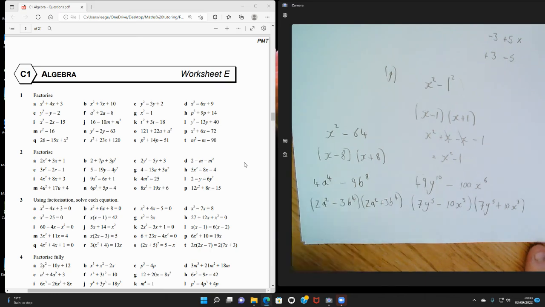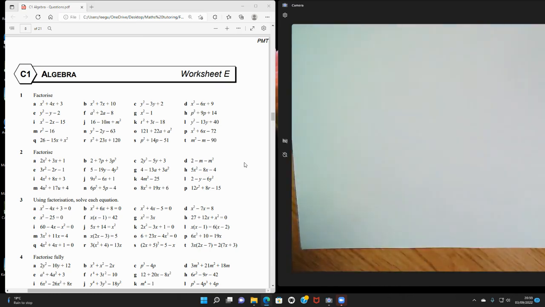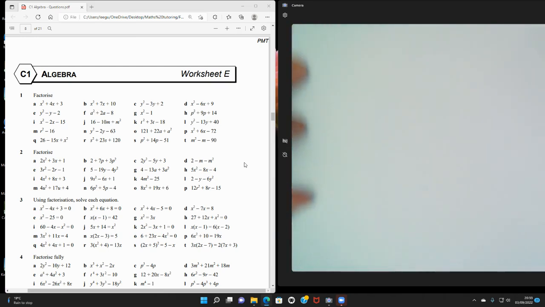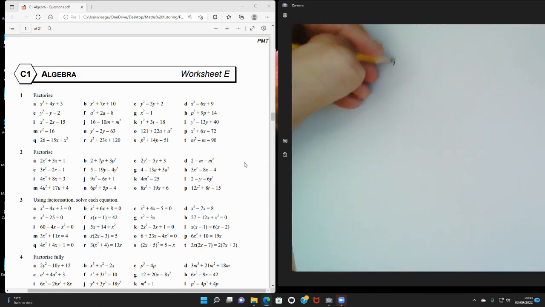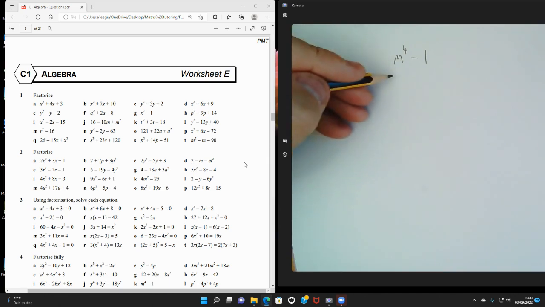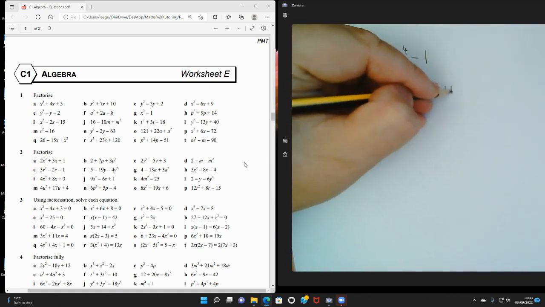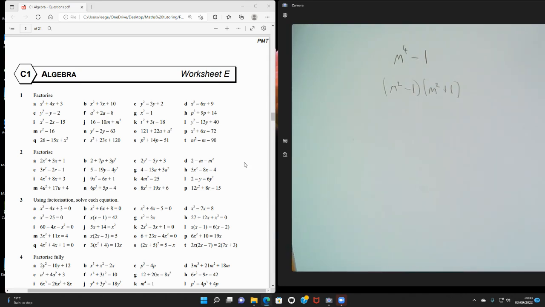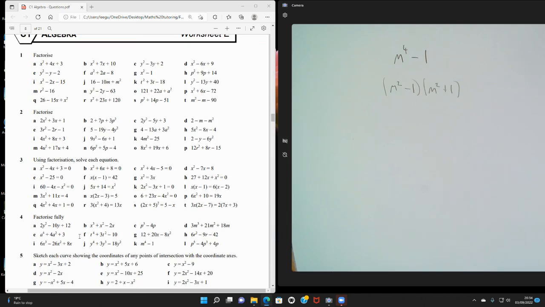Now, if they're feeling super sneaky, which they sometimes can on the course or indeed in the exam, they might ask you to factorize an expression like m to the power of 4 minus 1. With our knowledge of the difference of two squares, we can understand that this could be factorized into m squared minus 1 and m squared plus 1. But the question would say factorize fully. In fact, you can see this question is here. It's question 4K, look. Factorize this one fully.